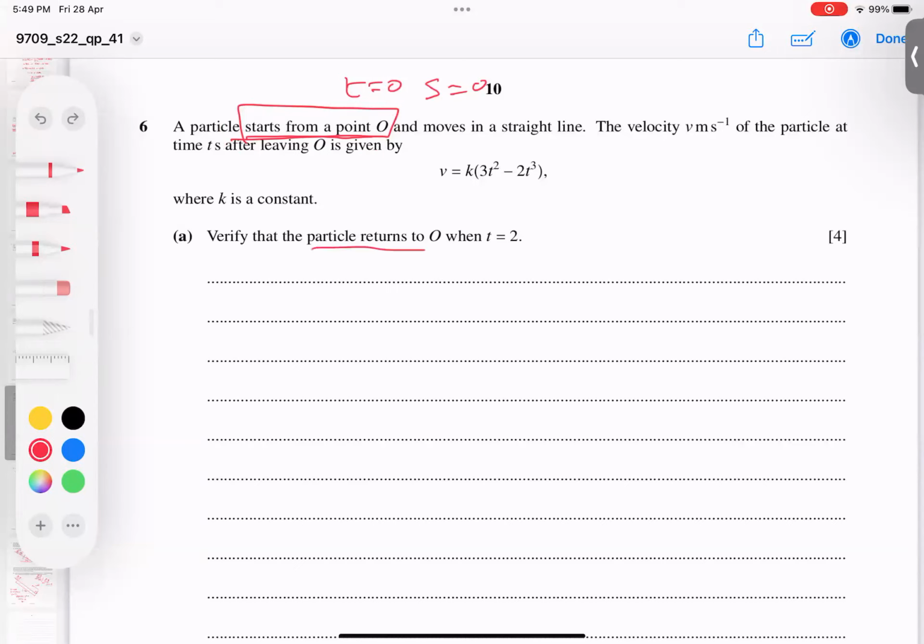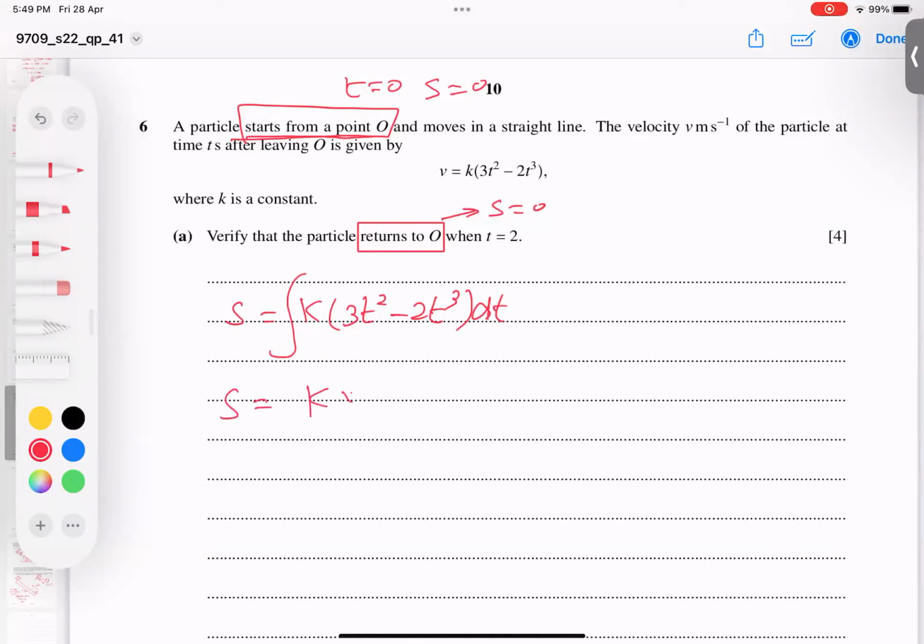Verify the particle returns to O. Whenever it returns to O, we always plug in displacement equal to zero, so s equals zero. But do we have a displacement expression? No, not at all. So job number one, I will go for displacement, by integration. So K integration of 3t squared minus 2t cubed dt. What is the basic criteria?